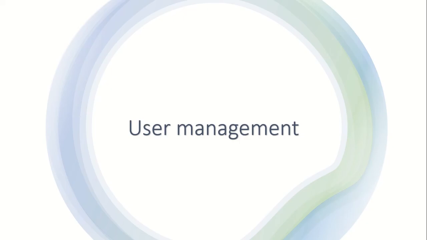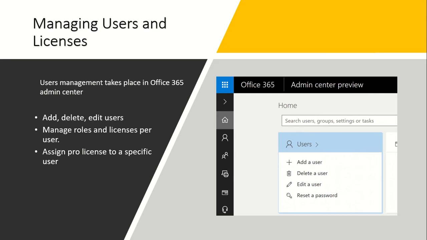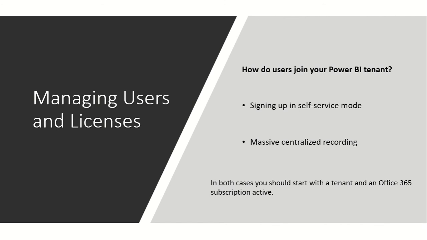How can an admin manage different roles for users? An admin can add, delete, and manage roles and licenses per user. Users can join your Power BI tenant by signing up in self-service mode, by signing up for Power BI service with their work email, or by mass centralized recording, i.e., the system generates a runtime password and sends it by email.